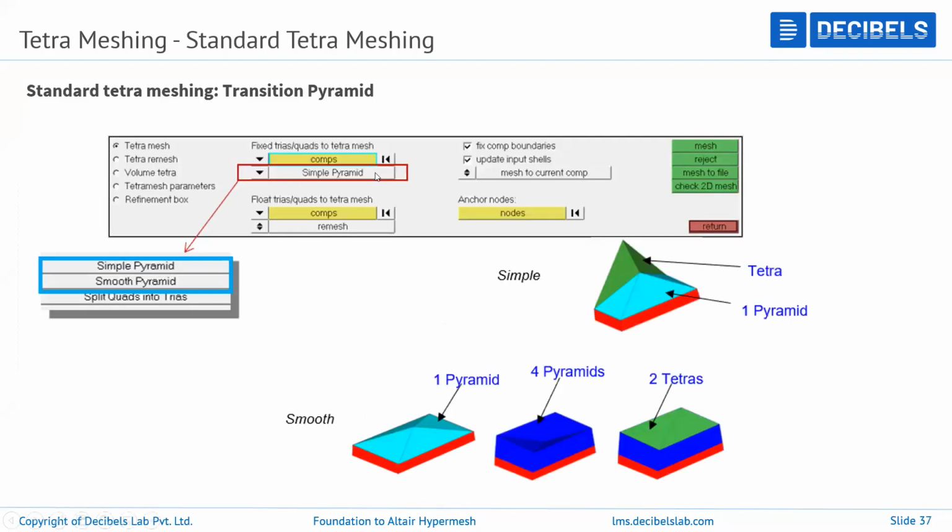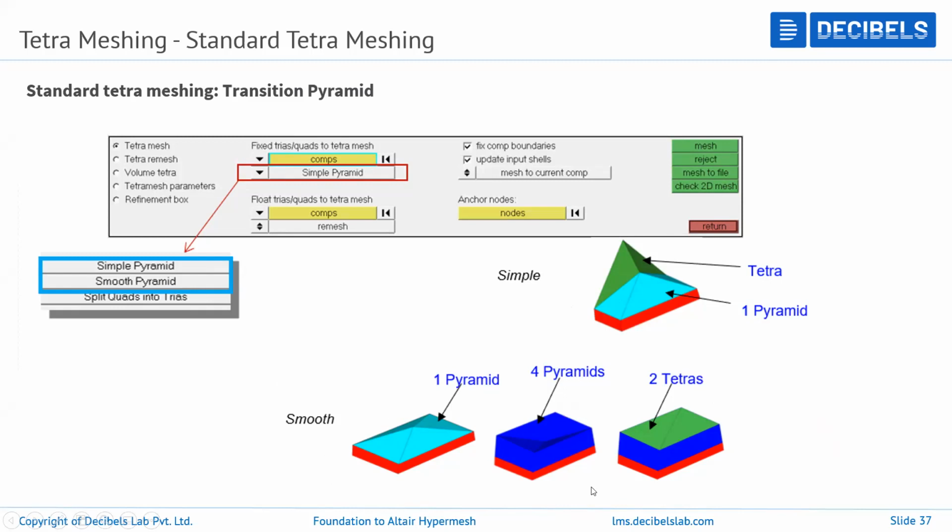Next, in the simple pyramid, we have learnt about keeping a simple pyramid and the smooth pyramid. See, these are the smooth pyramid. If you're using a smooth pyramid, you will get elements like this. These are the simple pyramid. When the component is very simple, like the one we are meshing today, go for simple pyramid only. When you have a complex geometry with complicated features, go with the smooth pyramid.